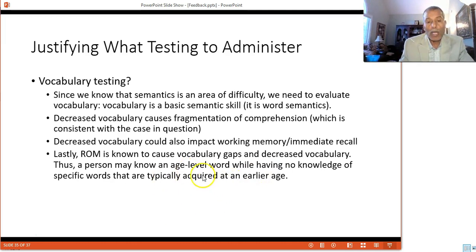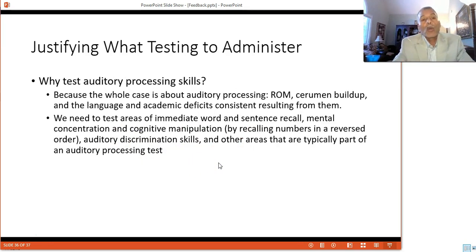So inconsistent vocabulary is going to contribute. So you must evaluate vocabulary in that case. Why test auditory processing skills? Because again, the whole case is about auditory processing. Recurrent otitis media is hearing.